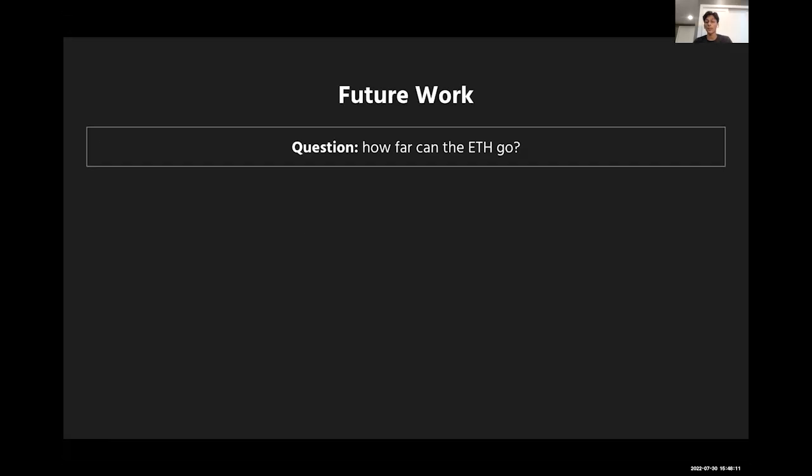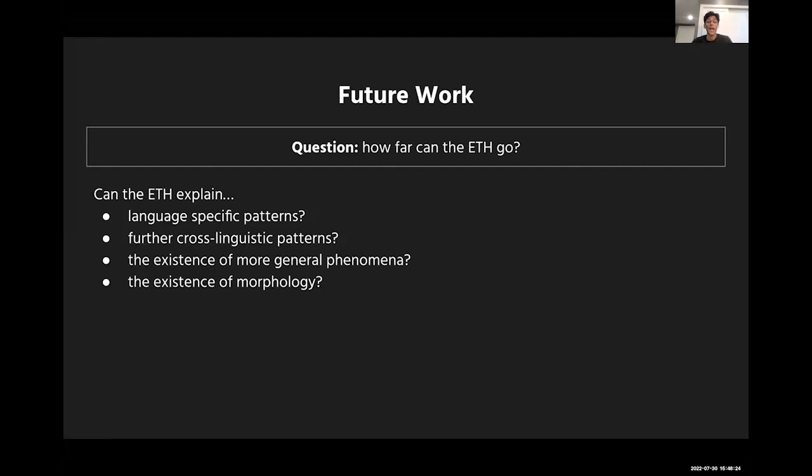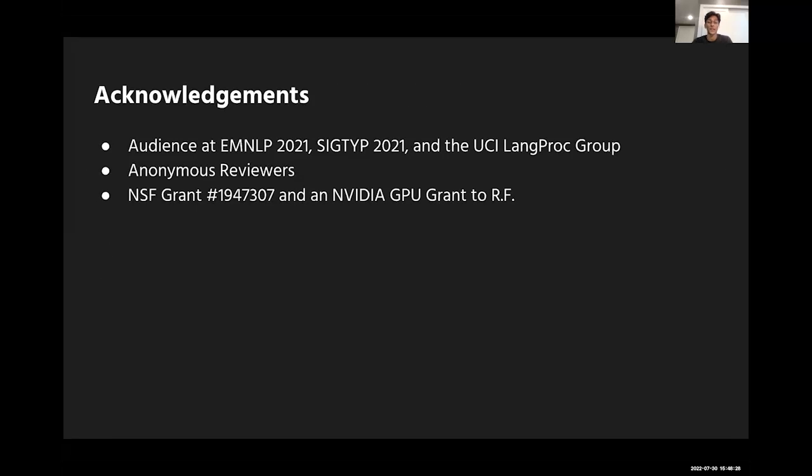So in future work, we really want to look at how far this trade-off can go. Can it explain phenomena like language-specific patterns, further cross-linguistic patterns, the existence of more general phenomena, the existence of morphology in general? How far can it actually be used as an explanatory tool? Thank you.